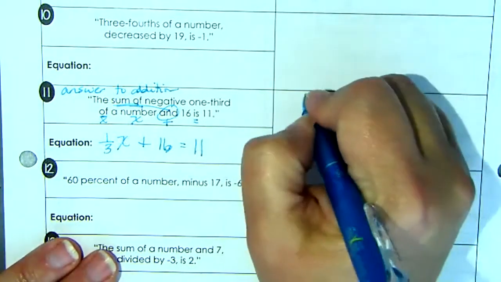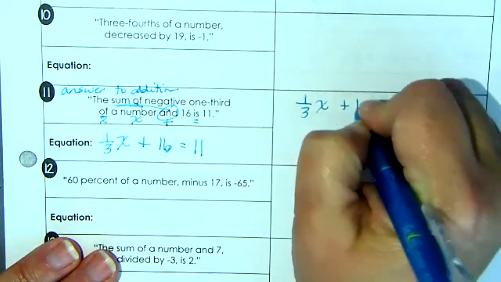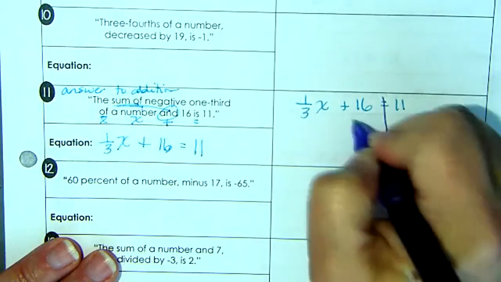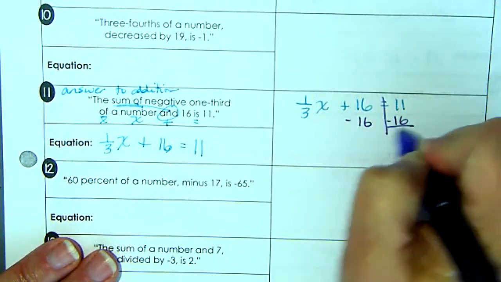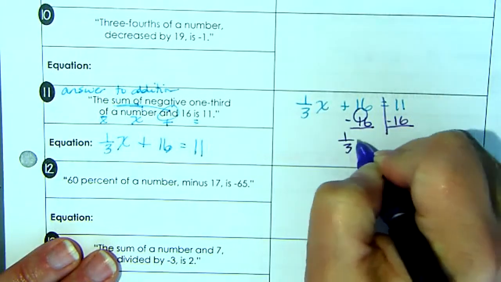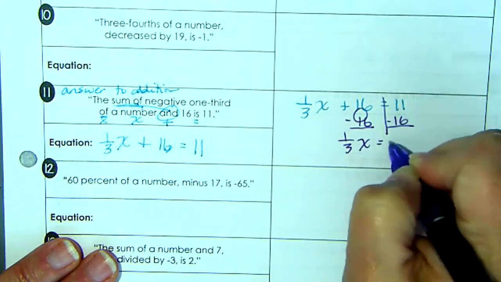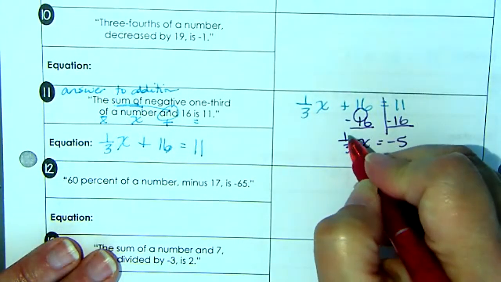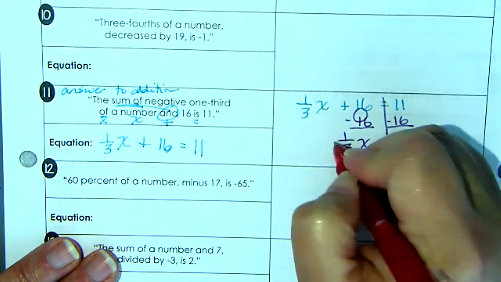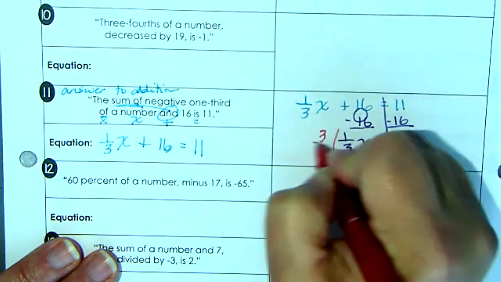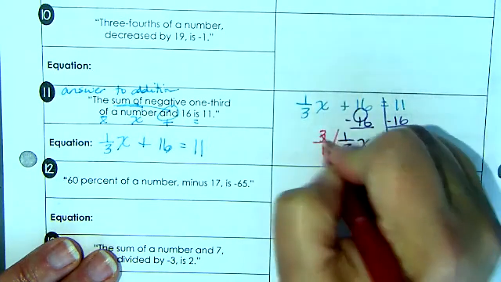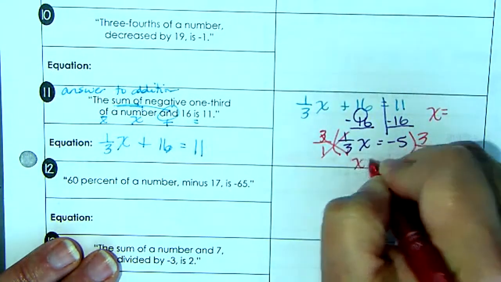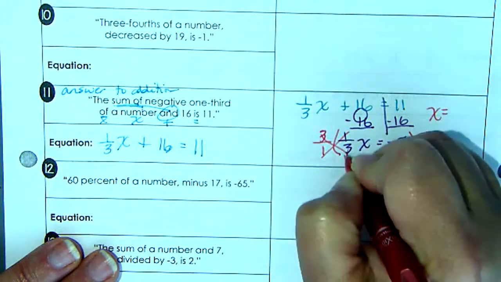And now I'm going to solve. So I have 1/3 x plus 16 equals 11. Equation wall, subtract 16, subtract 16. 1/3 x equals -5. I've got a fraction that I'm multiplying by, so therefore I multiply by the reciprocal, which is 3/1. This cancels, and I'm left with x equals -15.